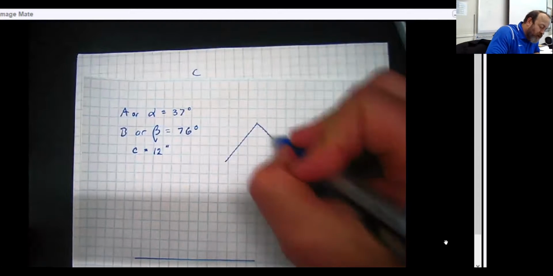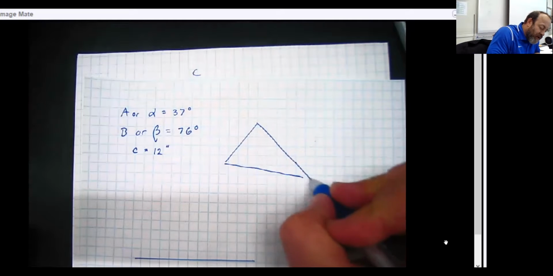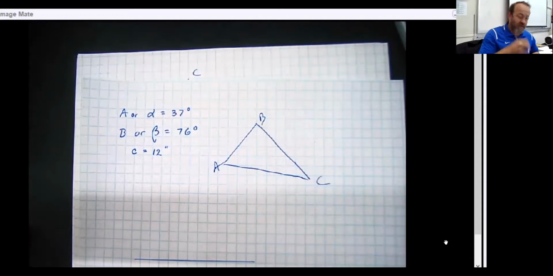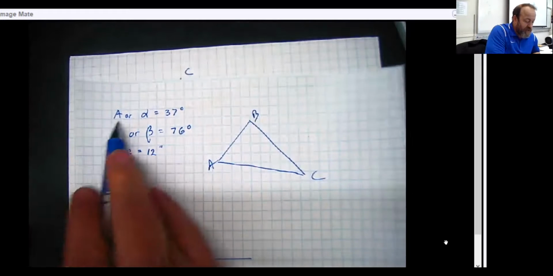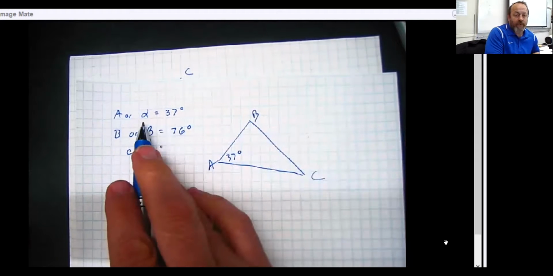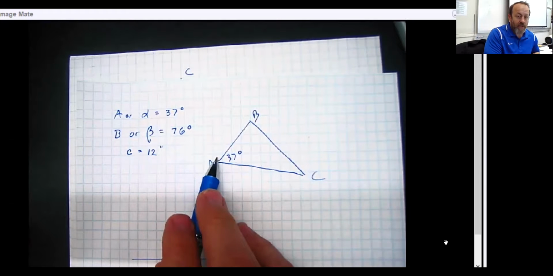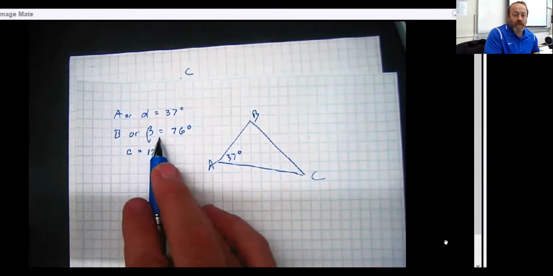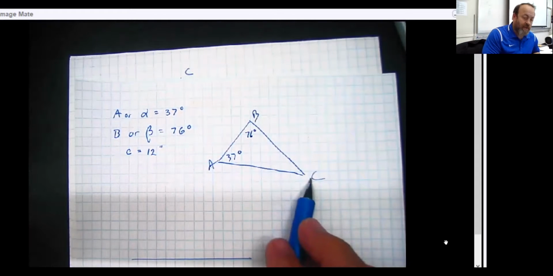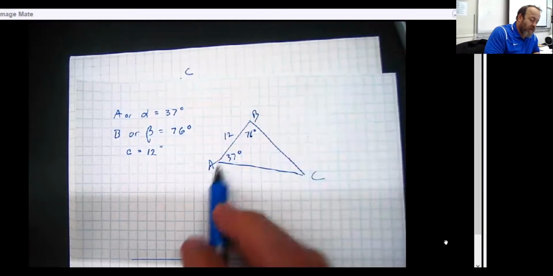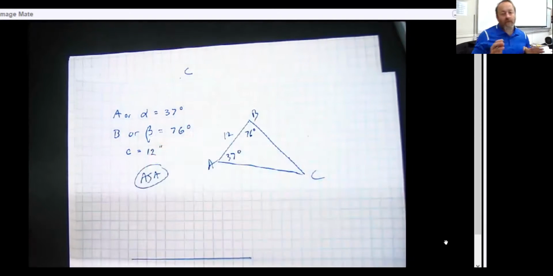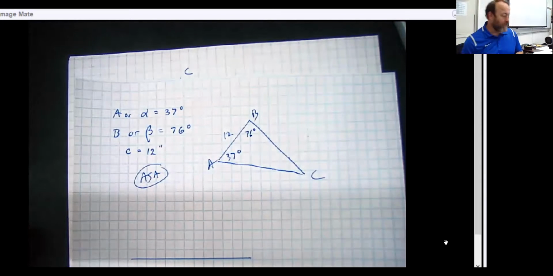So when I draw these triangles, I don't make any effort at all to make them to scale. I just kind of draw something and I label it however I feel was appropriate. This says angle A is 37 degrees. Notice I put or alpha because sometimes we'll use Greek letters. And it says angle B, also known as beta, would be 76 degrees, and side C, which is opposite big C, is going to be 12. So what you can see is this is an ASA setup. So that means the law of sines is going to work perfectly fine for it.